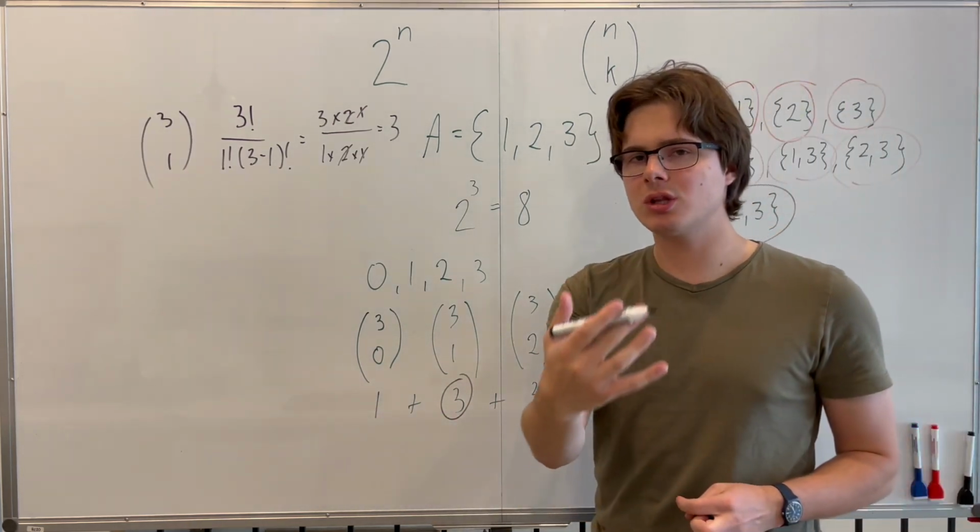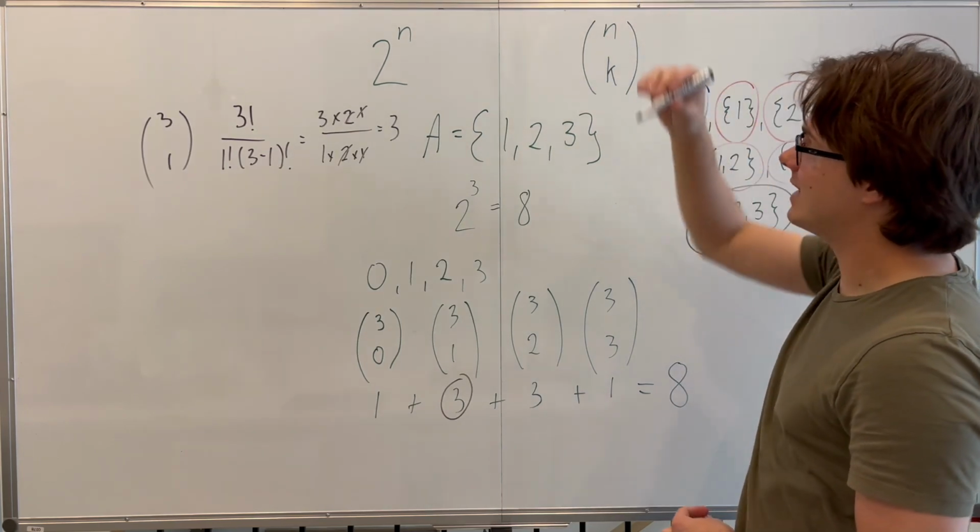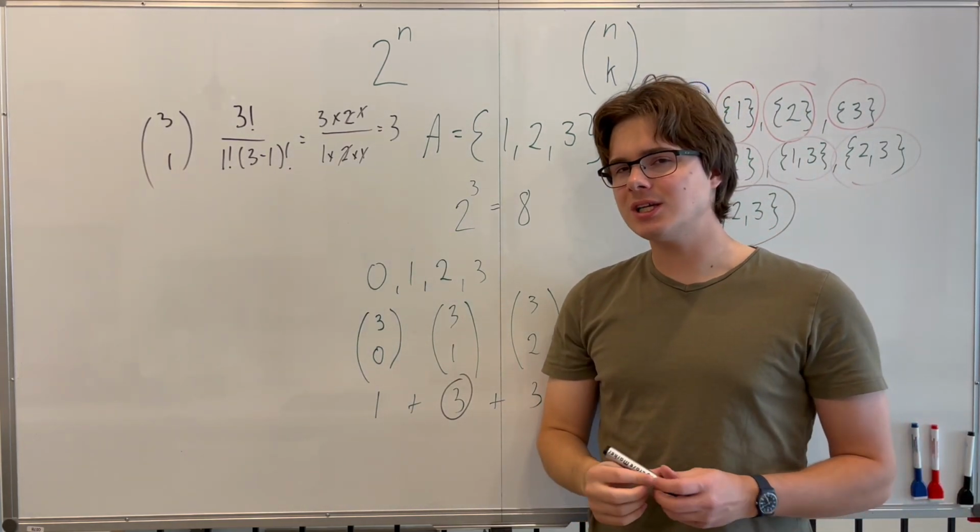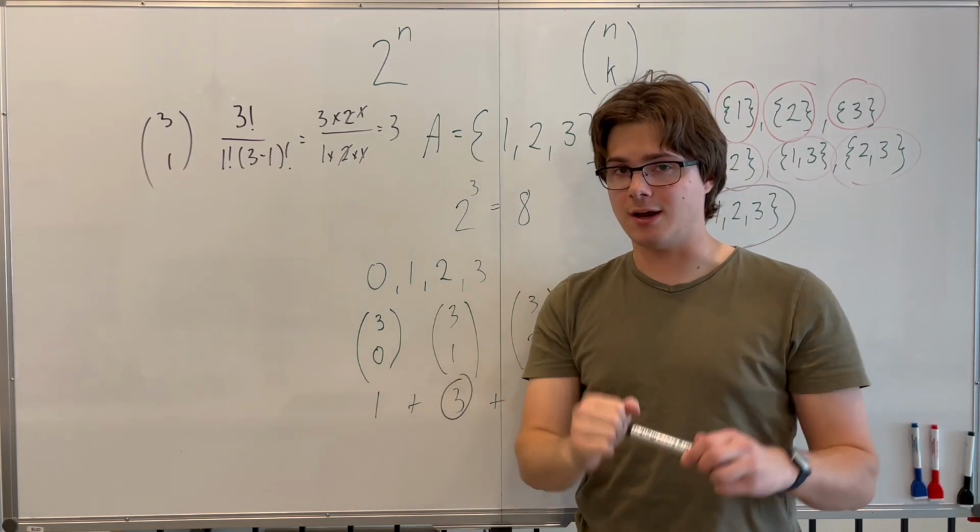So that is how 2 to the power of n is in fact connected to n choose k. And we're going to see how we can use this later in our next set of problems.